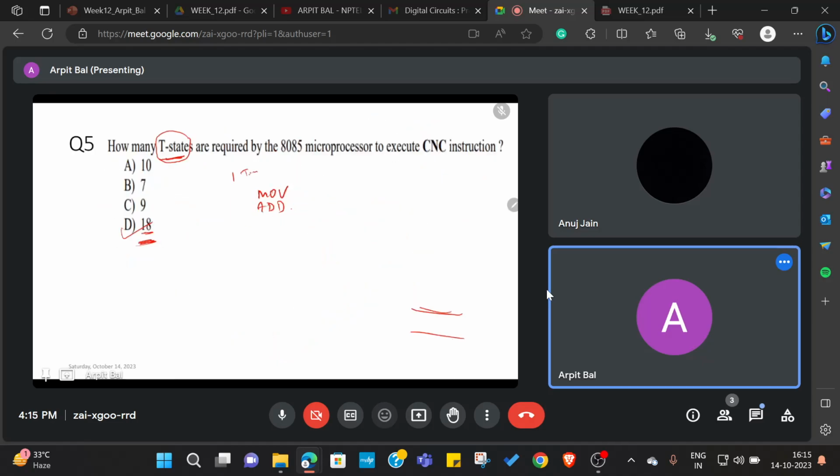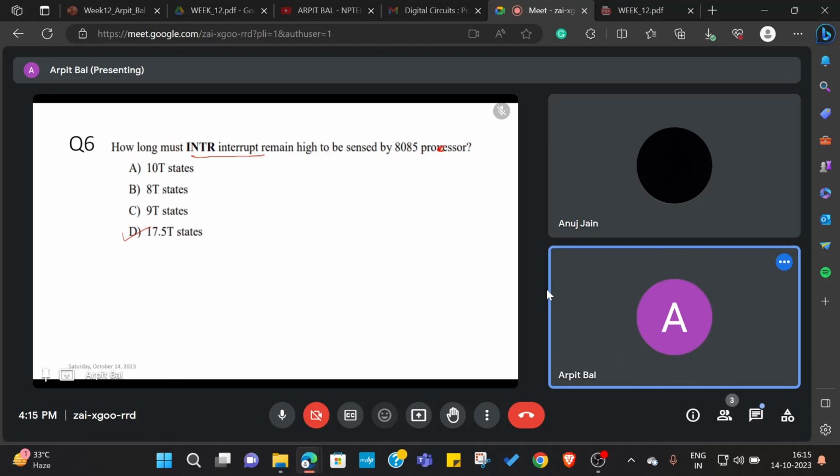The next question was how many T states are required by 8085 microprocessor to execute CNC instruction. So the answer is 18. Similarly, how long must INTR interrupt remain high to be sensed by 8085 microprocessor? It should be high for the instruction which is going to take the maximum amount of time, that is CNC. It takes 18 T states. So INTR should be high at least till that period, so 17.5 T states.